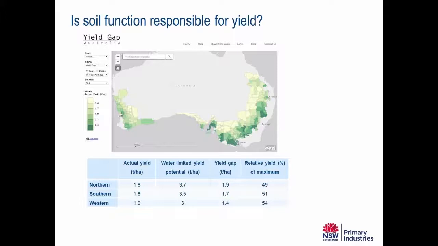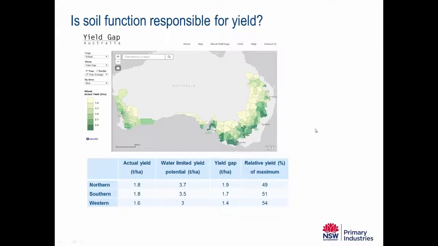One of the important aspects here is that, just looking at the grains industry, and this information is from a web page called Yield Gap Australia. So this is APSIM modelling, looking at the potential yield and the actual yield of grains in Australia. And this takes into consideration climate and water. So it takes out a couple of those limiting factors.